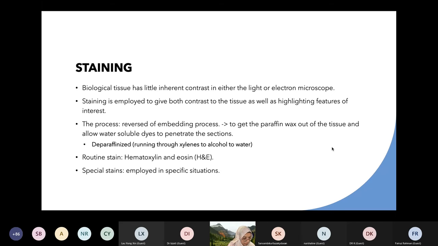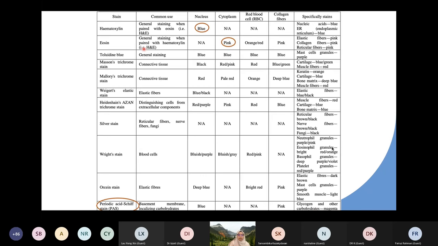And the routine stain for every tissue specimen in the lab is hematoxylin and eosin, or what we call H&E, where it gives blue and pink color to the tissue. Sometimes, in cases where we need to see clearly certain features of interest, we will also request special stains. And this is a list of stains available in the lab. Like I said, the routine stain is hematoxylin and eosin, H&E.